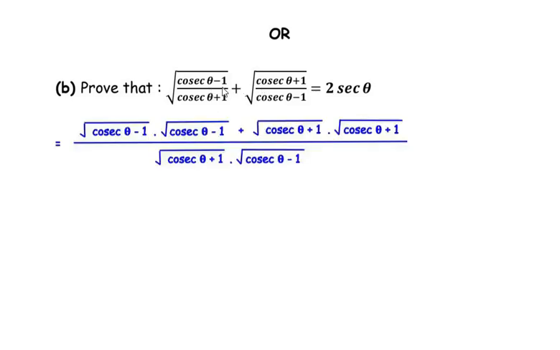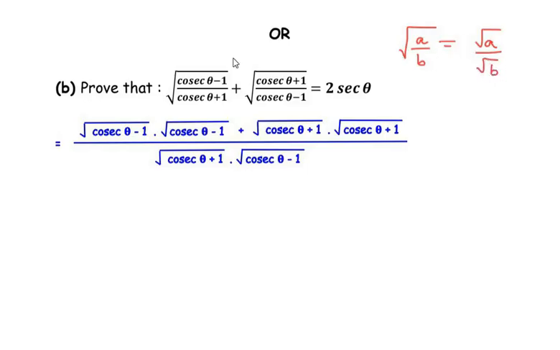Now here for the left hand side, we have used the cross multiplication method and we have also used the laws of surds or laws of radicals. So if we are given square root of a over b, then we can write it as square root of a over square root of b. So we can split it apart.